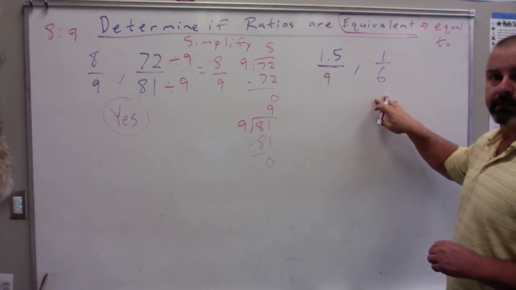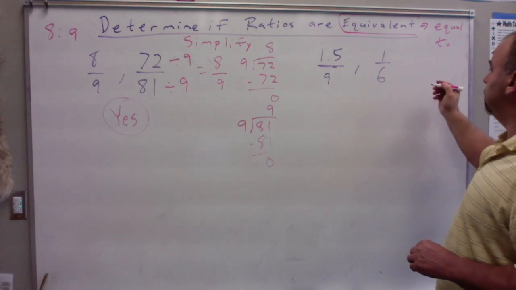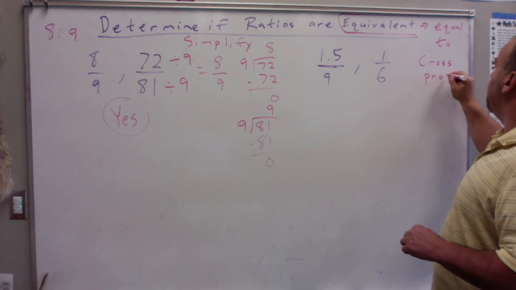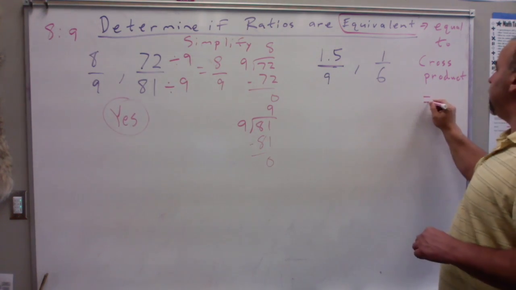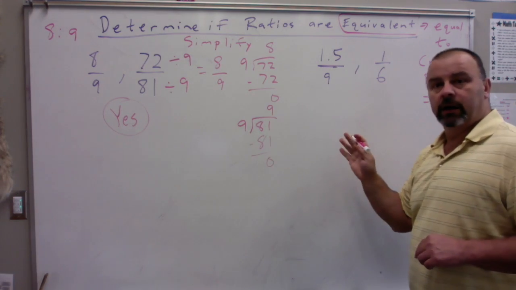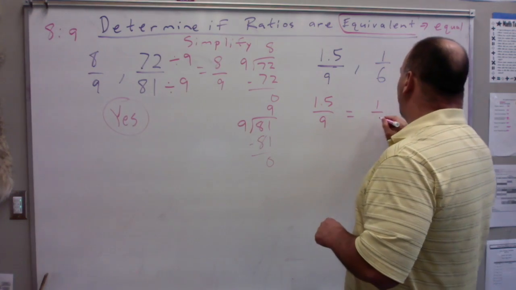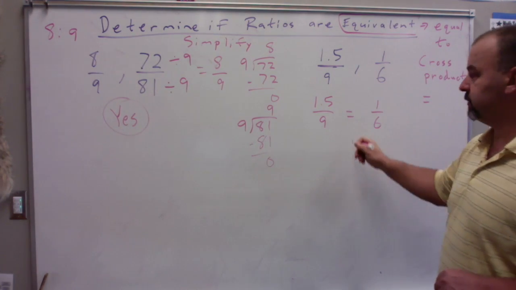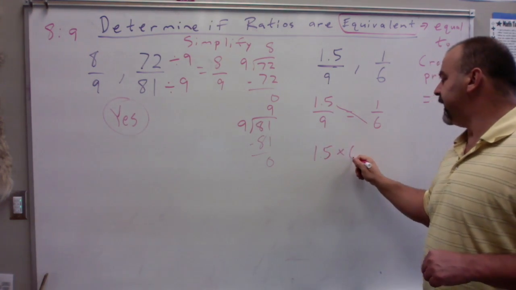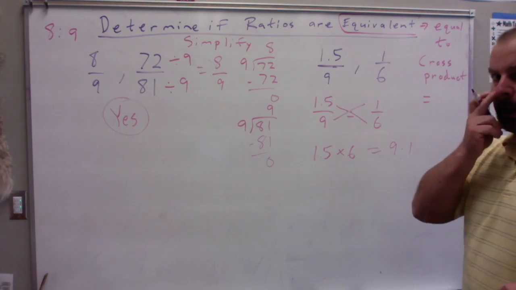Now there's one other way that I can do this. Looking at this example, 1.5 over 9, 1 and 5 tenths over 9, and 1 over 6, is to do what's called the cross product. If the cross products are equal to each other, then we know that these are equivalent. So I can do 1.5 over 9. Does that equal 1 over 6? Let's do the cross product. 1.5 times 6. Does that equal 9 times 1?